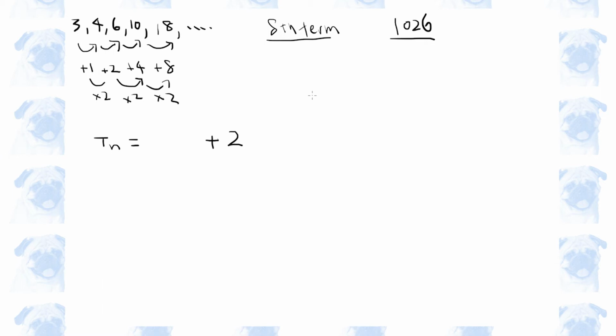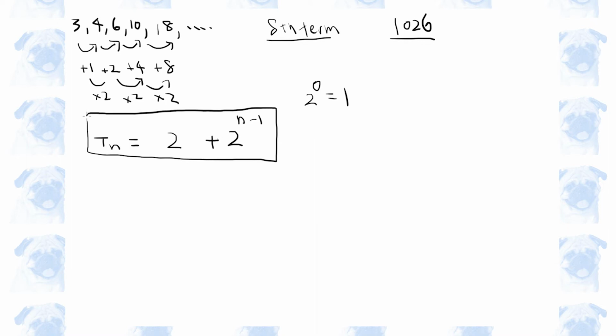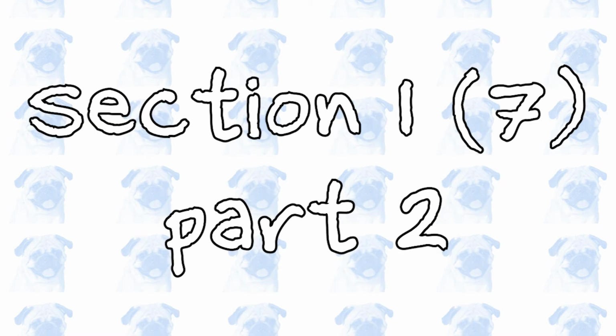So how can we make 1 out of 2? 2 raised to the power of 0 is 1. So we need to have 2 raised to the power of n minus 1. This will become 1, and to get 3, we have to have 2 here. And this is the general term. The 8th term is 2 plus 2 raised to the power of 8 minus 1. Now 2 to the 7th power is 128, so the answer is 130.